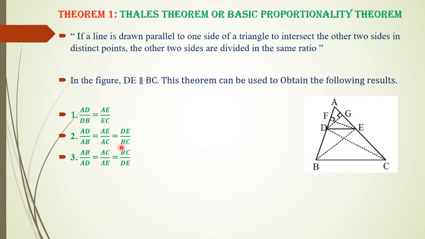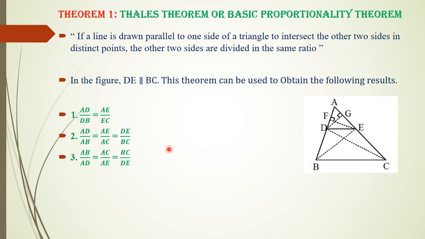Remember, in the second result we have considered the ratio of corresponding sides of the smaller triangle to the bigger triangle. Here in the third result we have considered the ratio of corresponding sides of the bigger triangle to the smaller triangle. So all these three important results can be used to solve multiple problems. We will take one problem as an example in the next slide.